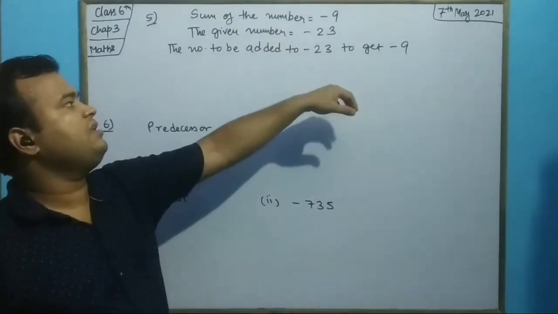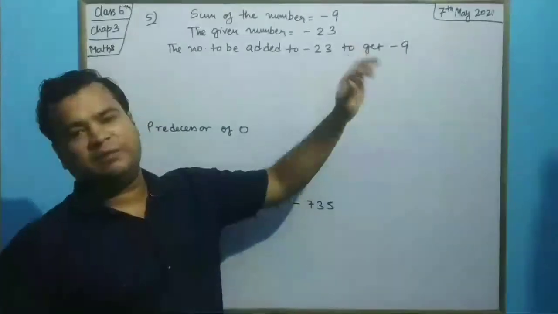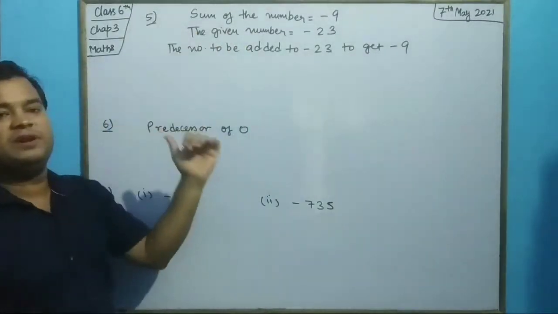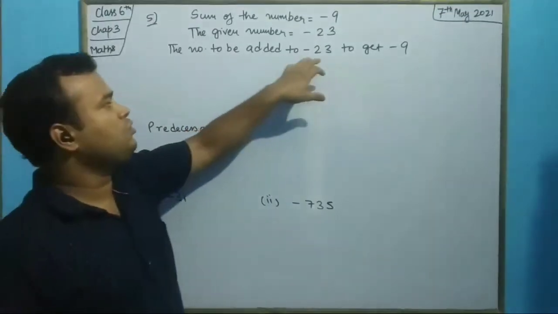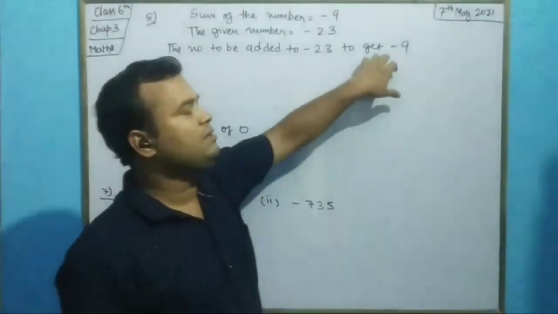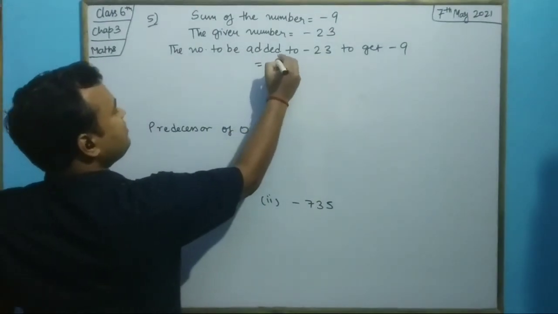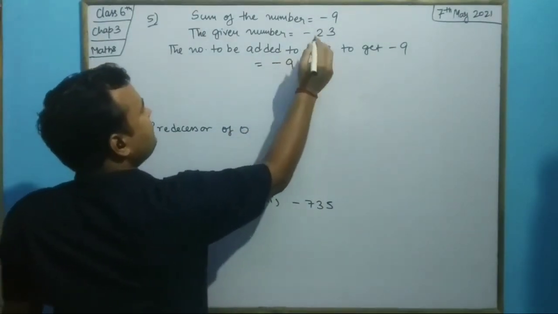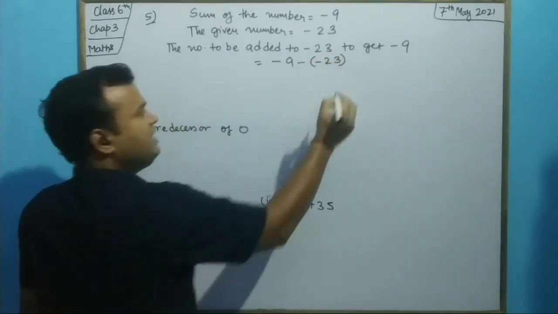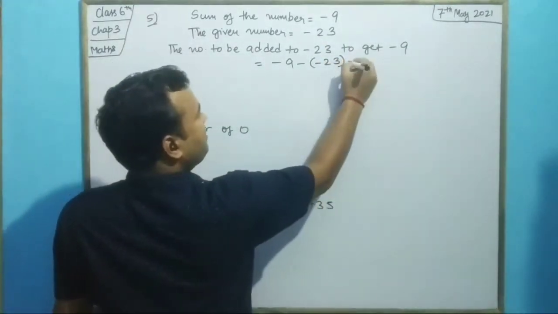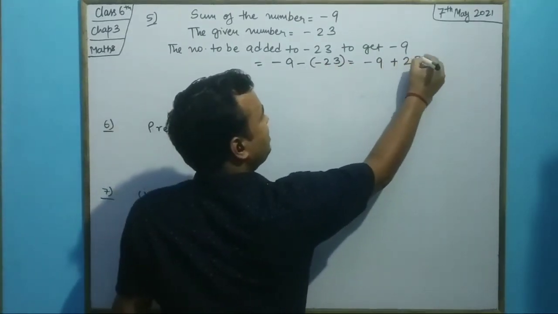Here the sum of the numbers is given as minus 9. One of the numbers is minus 23. This is the same question as the similar one that appeared before, the fourth one. So the number to be added to minus 23 to get minus 9. What do we need to do? We need to subtract the number from the sum. The sum is minus 9. We have to subtract the given number, that is minus 23. Now what happens? It is minus 9, and minus of minus will be plus 23.